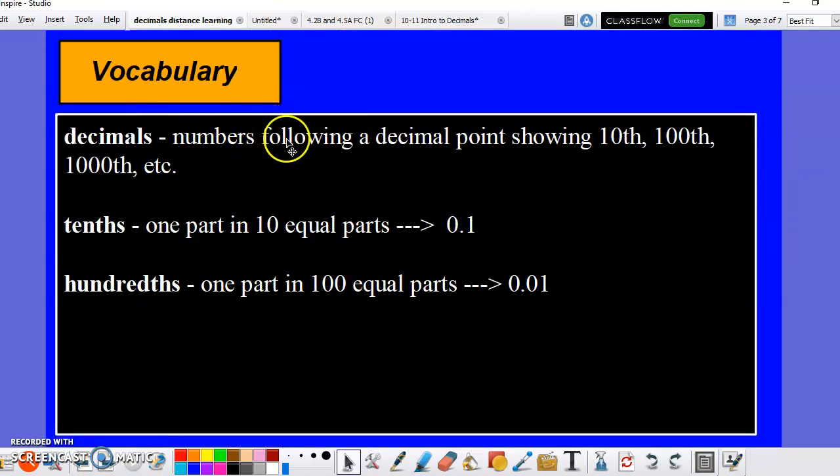So remember that a decimal is the numbers following a decimal point showing the tenths, hundredths, and the thousandths, etc. It can keep going on and on. So a tenth means that it's 1 part in 10 equal parts. So this is how you represent it as a fraction, as a decimal. And then hundredths, 1 part in 100 parts. And when we have our hundredths, that means it's just 1 part out of 100. And here's how you would represent it as a decimal. 0 point, you could say it as point, or you could say 0 and 1 hundredth.